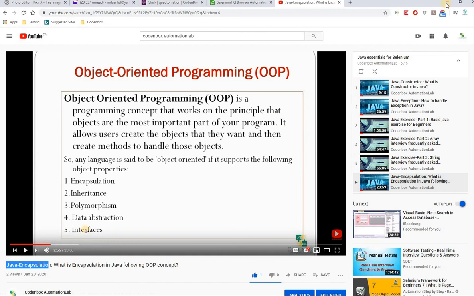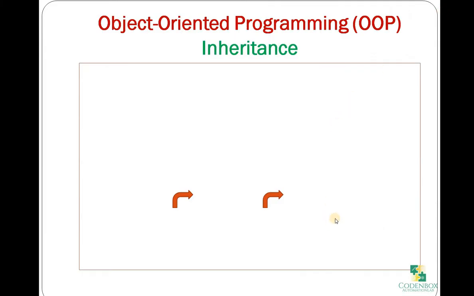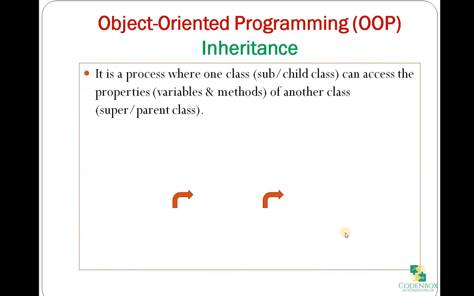Okay, so let's get back to inheritance. We'll see first what inheritance is. It is a process where one class, or subclass, or you can say child class, can access the properties of another class, like a parent class or superclass. Inheritance is a very important part of object-oriented programming. It allows one class to access the properties of another class.